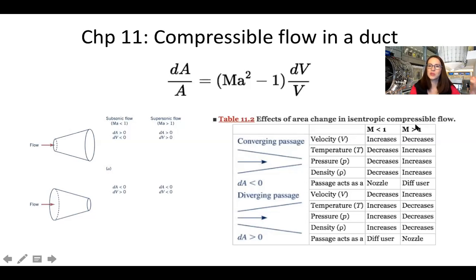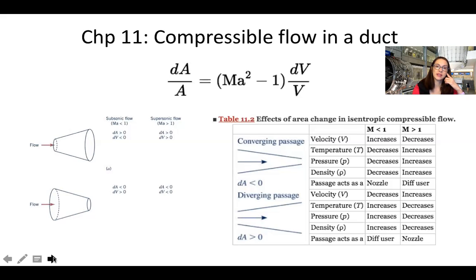But now what happens for a Mach number greater than 1, our supersonic flow? For a converging passage, our velocity actually decreases, which is totally counterintuitive. And it comes from this equation that we can derive. You can actually see what happens when Mach number is 1. We get a 0 in these parentheses, right? And that tells us that we get no change in velocity where we have no change in area.